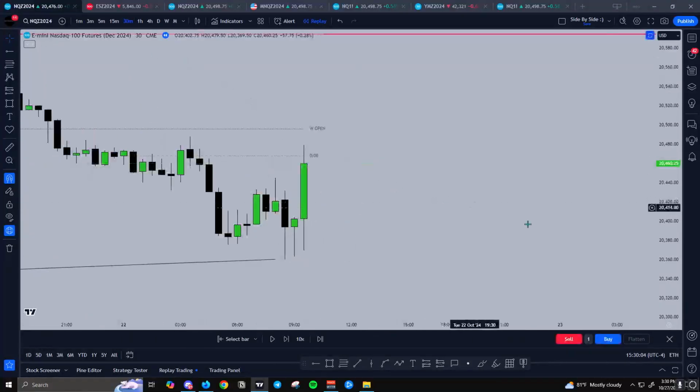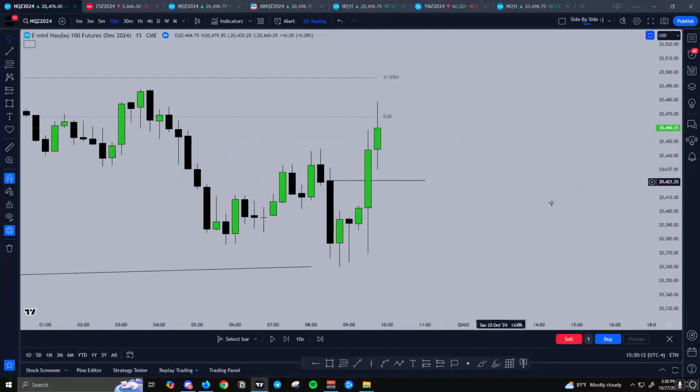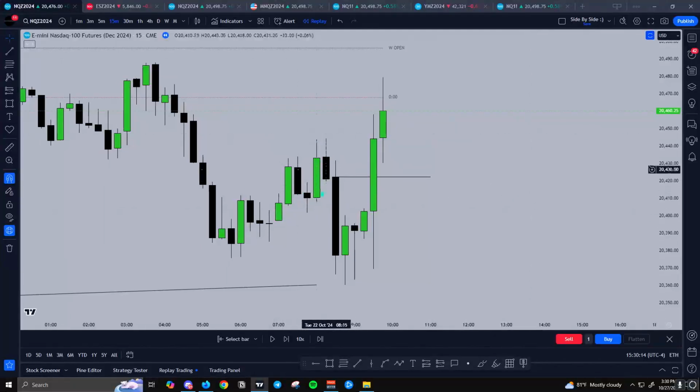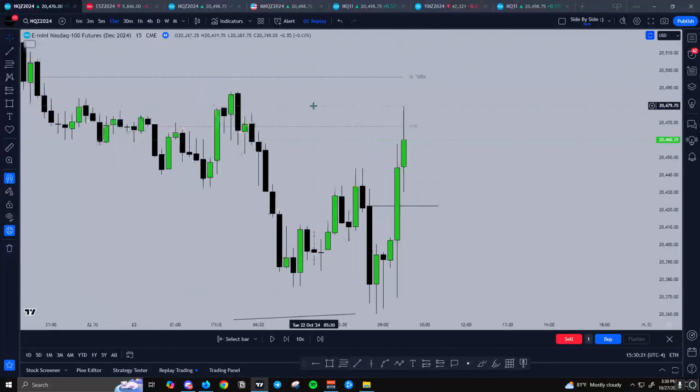Now if we continue to zoom in, we have this 8:30 candle, which is now your bullish order block, gets closed above at 9:30. And if you continue to zoom in, we also have this 15-minute breaker here. So here's your low, your high, your lower low, and then your higher high. Still below midnight opening price.